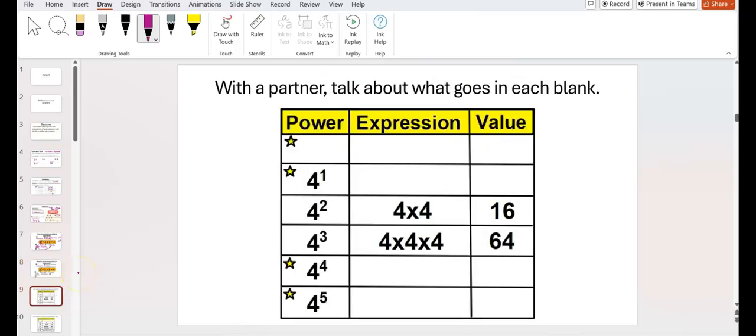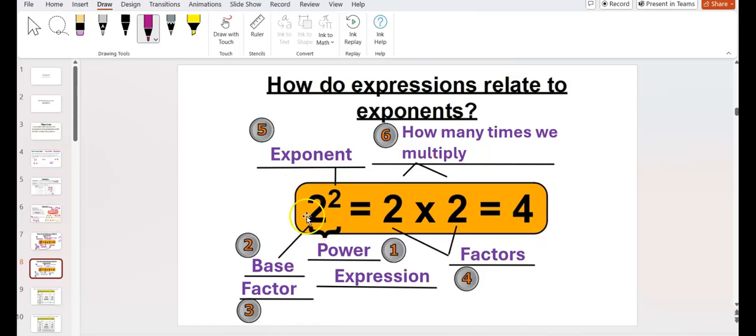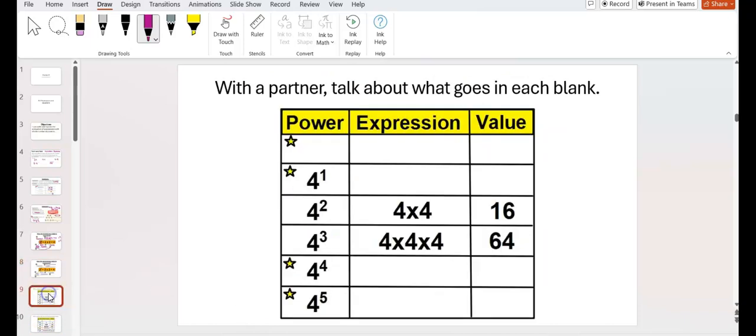So again, if we were in class, I would have you talk to a partner about what goes inside these blanks. But if you want to go ahead and pause the video and try to figure out what we would do to fill in all of these blanks here, looking for patterns and using the information we just learned about what a base does and what an exponent does, see if you can fill in these blanks.